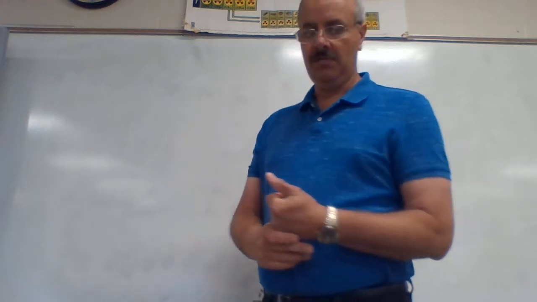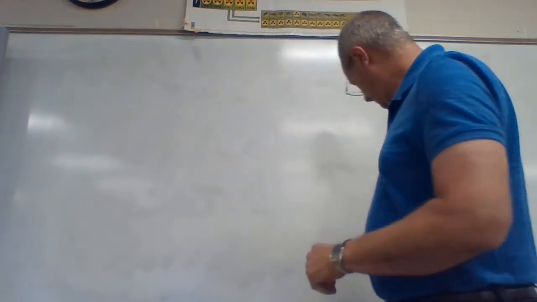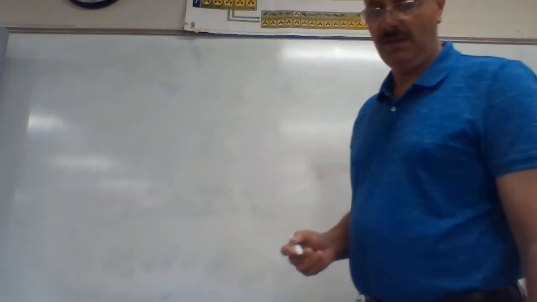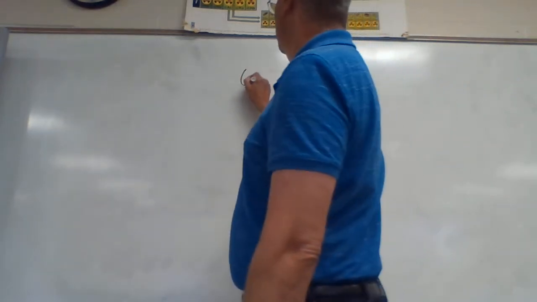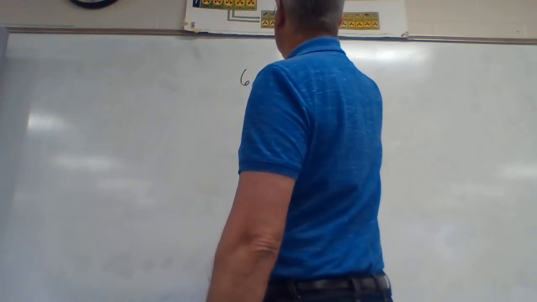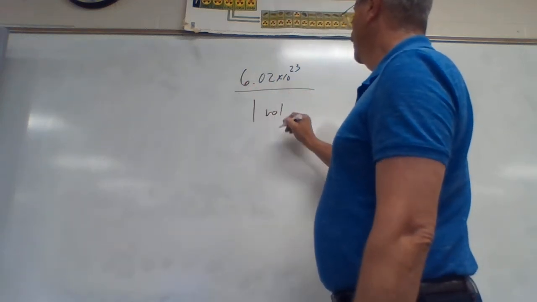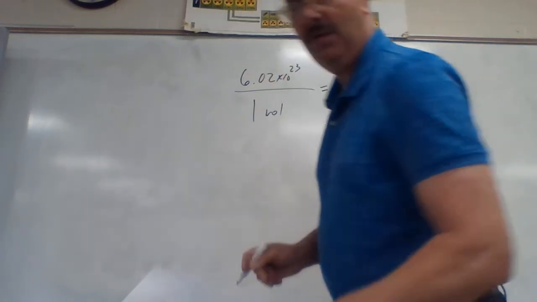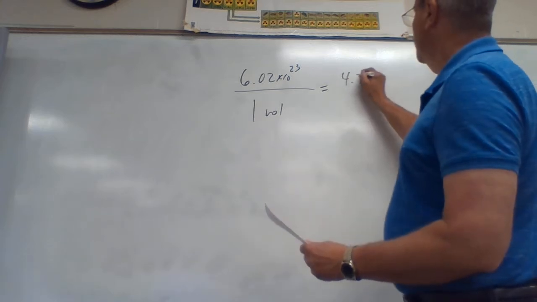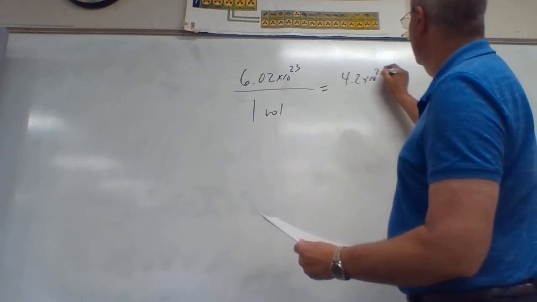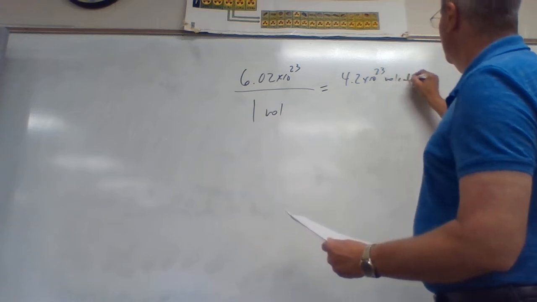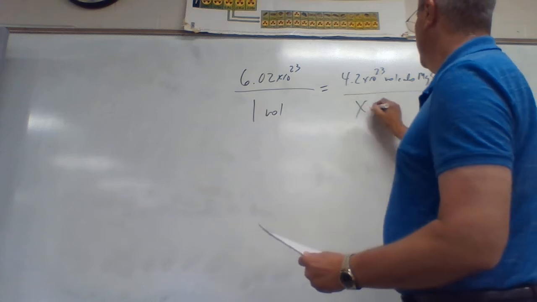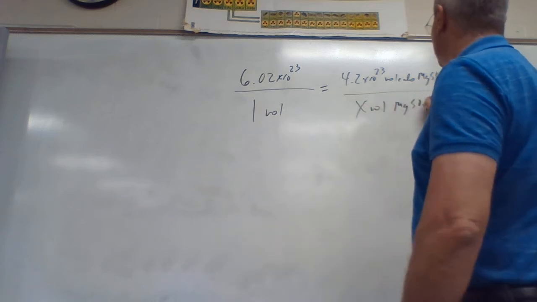All right, let's go over the chemistry exam review. So, first one, you were supposed to find the number of moles given a certain number of molecules. So you're going to use 6.02 times 10 to the 23rd over 1 mole, equals 4.2 times 10 to the 23rd. That's molecules of MgSO4. And we're trying to find X moles of MgSO4.